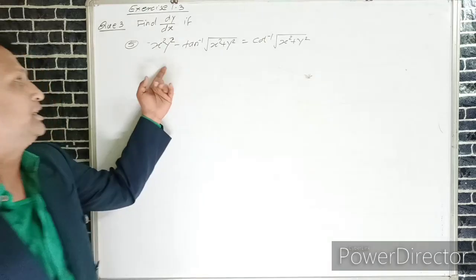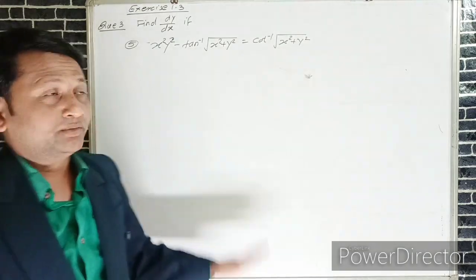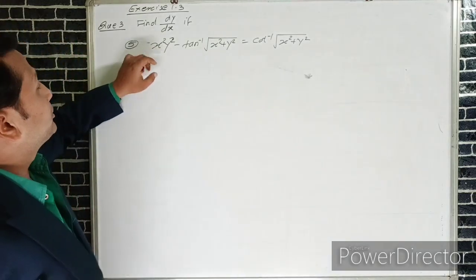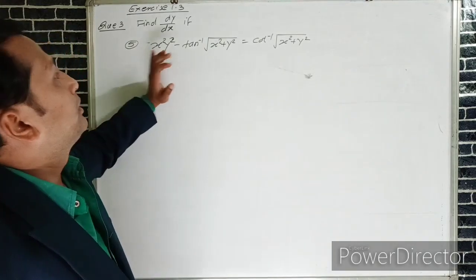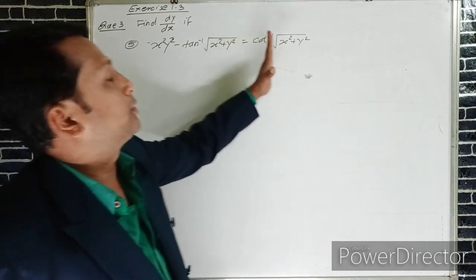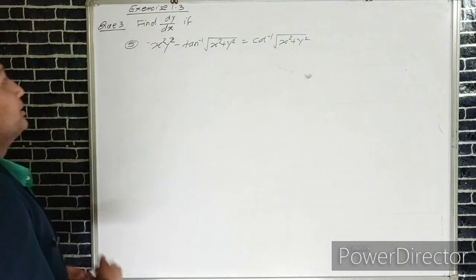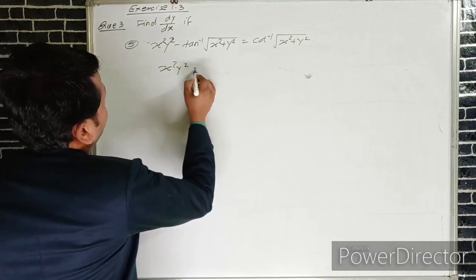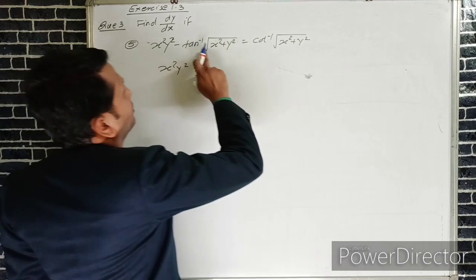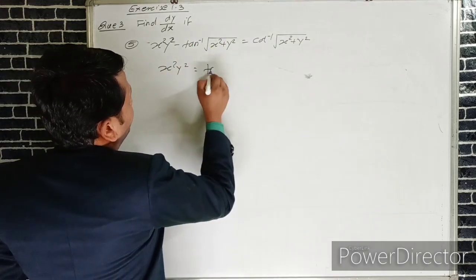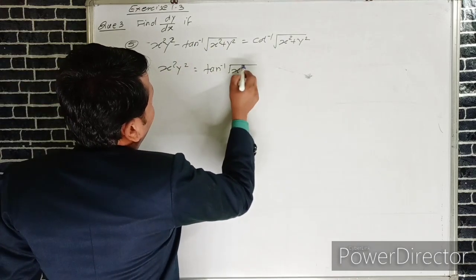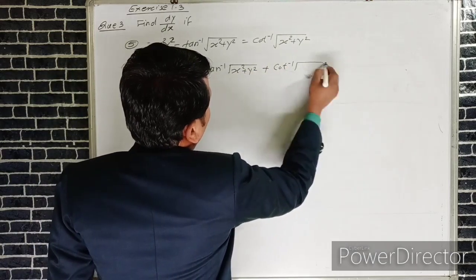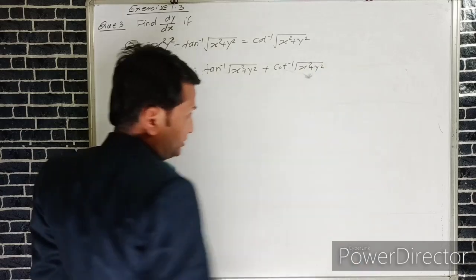Next one, which is again in implicit form. If we take the direct derivative of this term, then we can take the derivative by using the u into v form. Again, the derivatives of tan inverse x and cot inverse x are so lengthy. First, we know that x square into y square is equal to tan inverse of under root x square plus y square plus cot inverse of under root of x square plus y square, as it is.